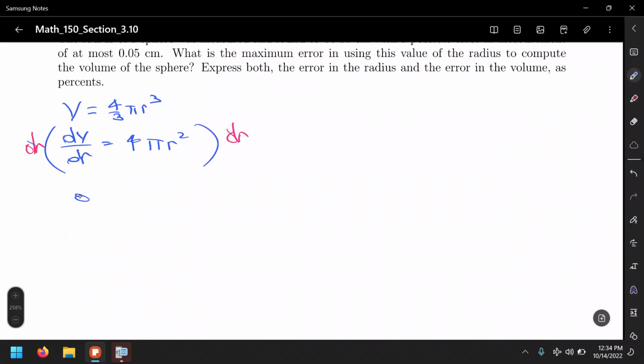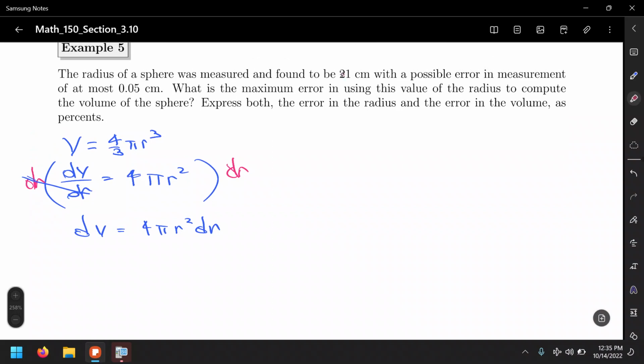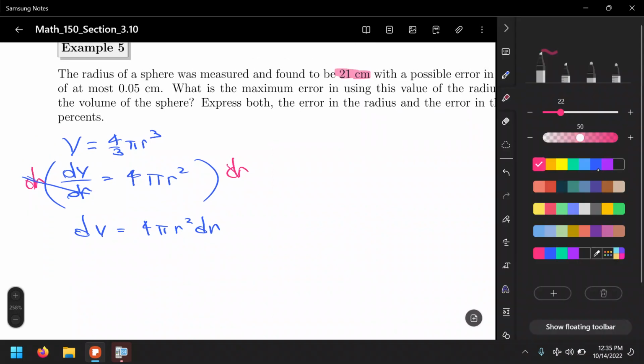dV, okay, cancel the r's. dV equals, so that's the differential, 4 pi r squared dr. That's the final answer then. The expression. So now when we plug in r equals 21, and this slight change, the possible error, which is the dr, dr is going to be 0.05, and the radius, which is given, is 21.